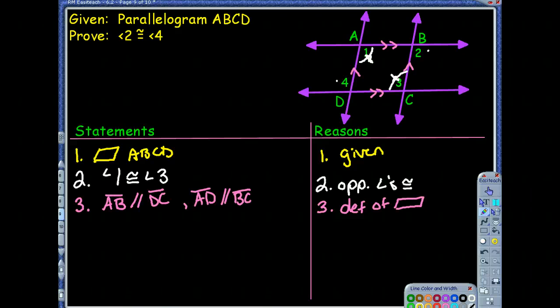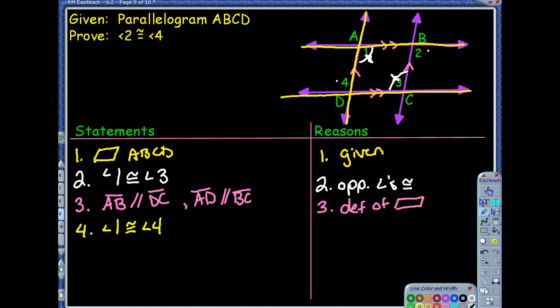All right. Let's feed off of AB is parallel to DC. I can say, or transversal. Oh, transversal. Let's do transversal AD. I'm going to say from that, I know that angle 1 is congruent to angle 4.